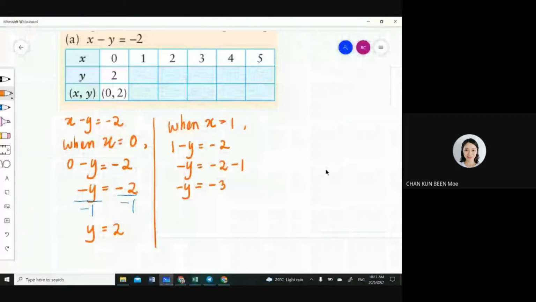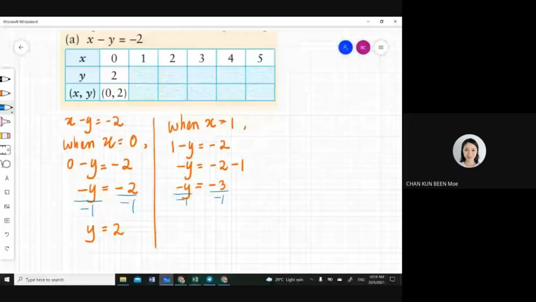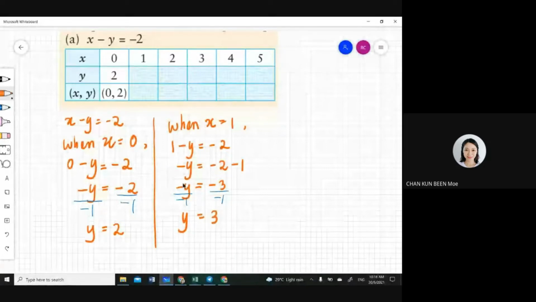I told you, class, when we want to get the value of y, you divide by negative 1. Nothing wrong. But you don't have to go through this step, because just now I already told you if both sides are negative, you just need to change them to positive directly. So y is equal to 3 straight away. Simple. Negative y equal to negative 3, so y is 3. That's all. So after we get the 3, we are going to put it into the table of values. Therefore, it will be 3. So what should I write down for the ordered pair?